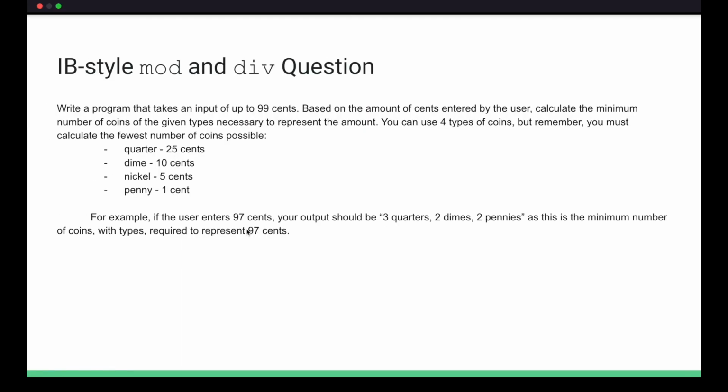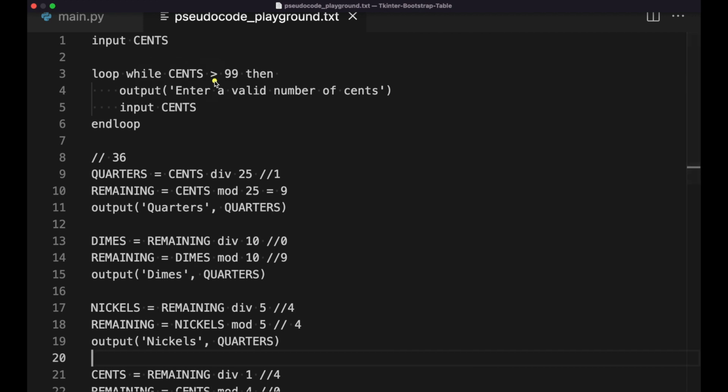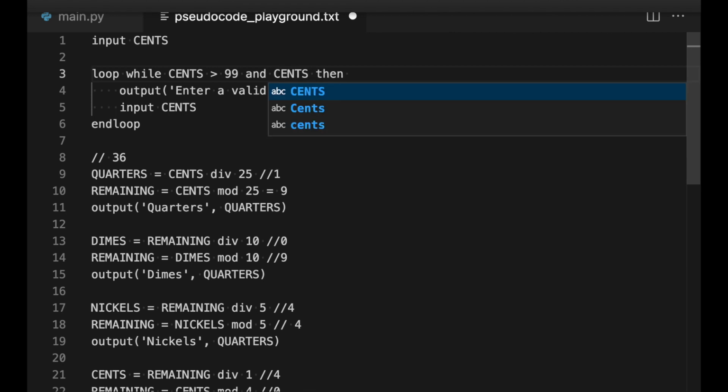The next thing I want to talk about is validation. So validation makes sure that user input fits certain parameters. So in this case, make sure that cents is greater than 99. Although you should probably have cents is greater than 99 and cents is greater than -1, right?